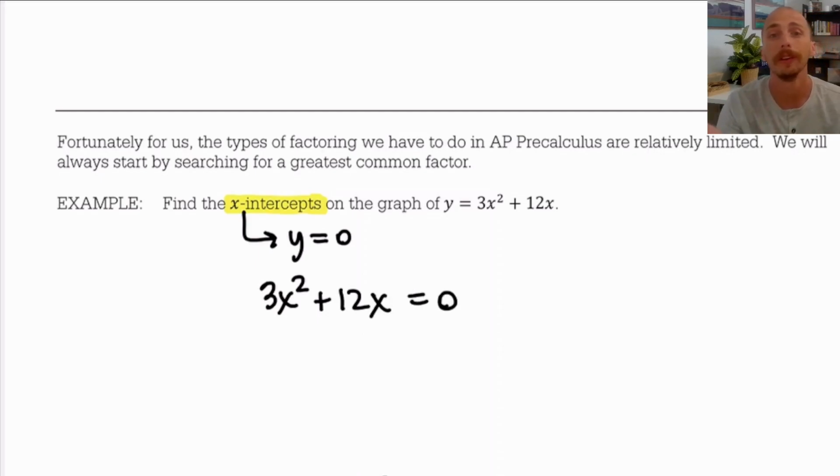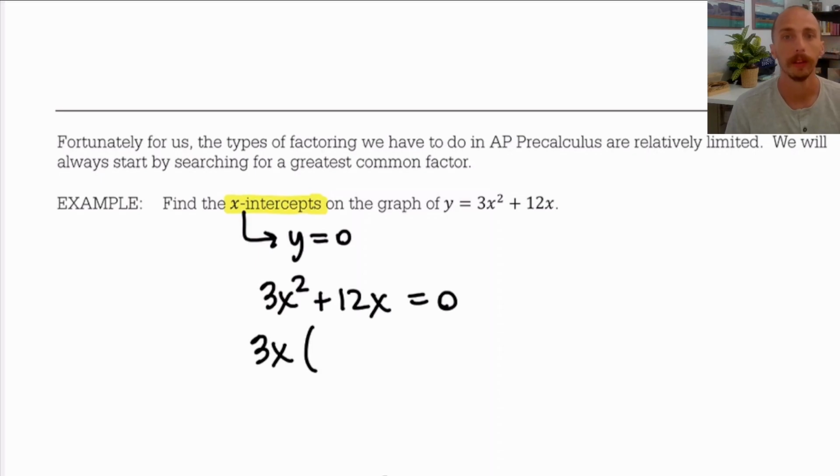You might say, okay, maybe just divide both sides by x. And you can, but you'll lose a solution. What we want to do is factor this thing so we don't lose track of any of our solutions. And what we should always do is start by searching for a greatest common factor. So you think about 3x squared, that's like 3 times x times x, and then 12 times x. And you think about what do those have in common. Well, 12 is divisible by 3, and both terms have at least one x in them, so I'm going to factor out a 3 and an x.